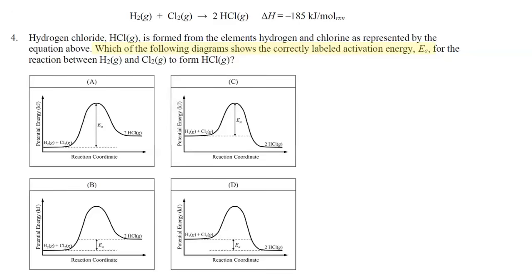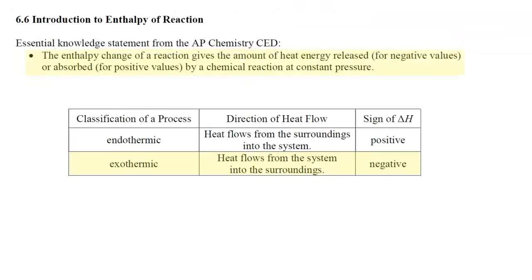So the first thing I'd like to mention is that to the right of this equation, we can see that the delta H, or the change in enthalpy for this reaction, is negative. It's negative 185 kilojoules per mole of reaction. So knowing that the change in enthalpy can be either positive if it's an endothermic process, or negative if it's an exothermic process, that falls under topic 6.6, Introduction to Enthalpy of Reaction. I just wanted to mention that part about the negative delta H means it's exothermic.